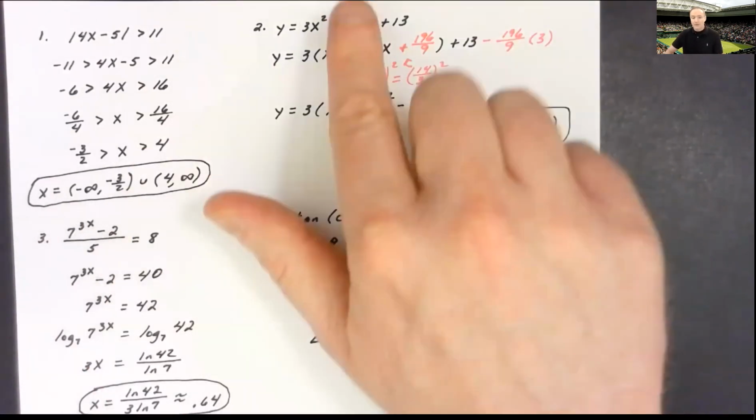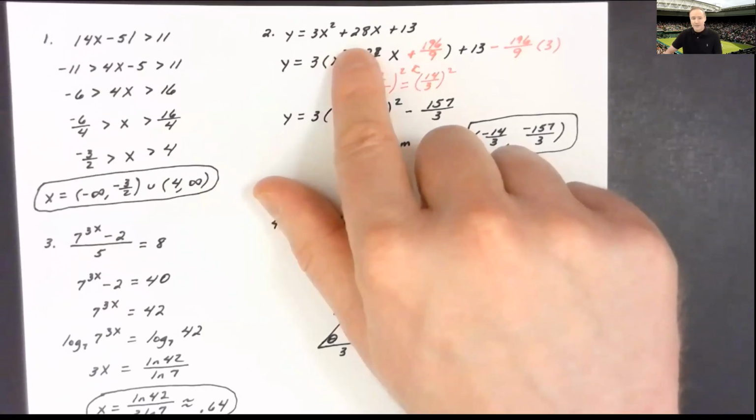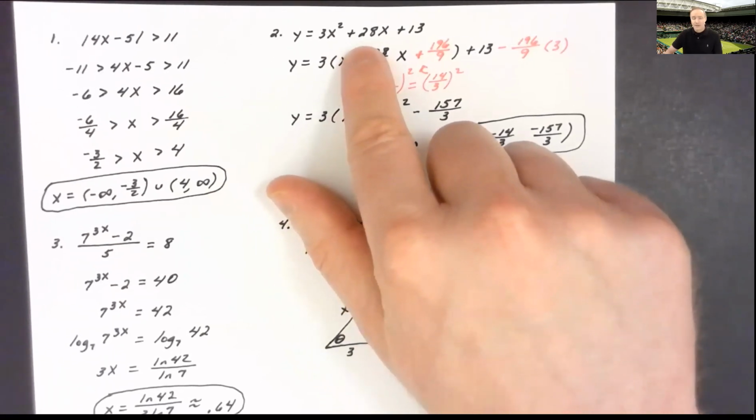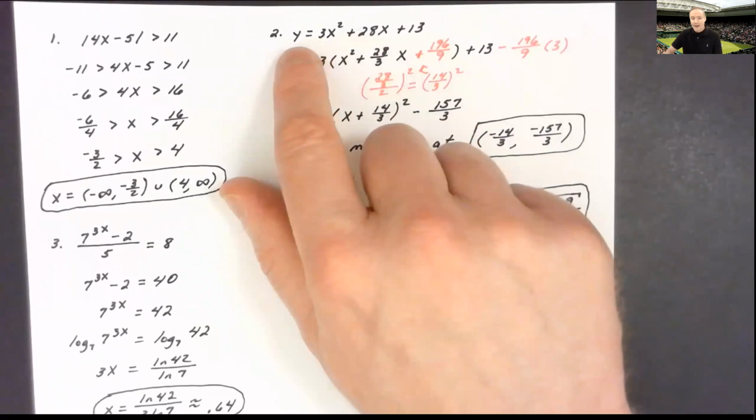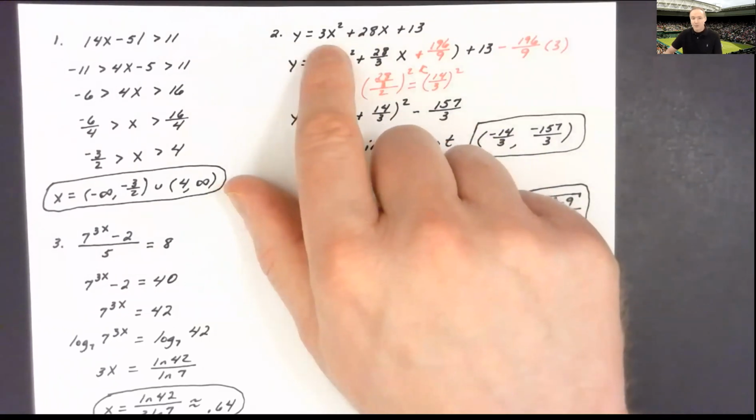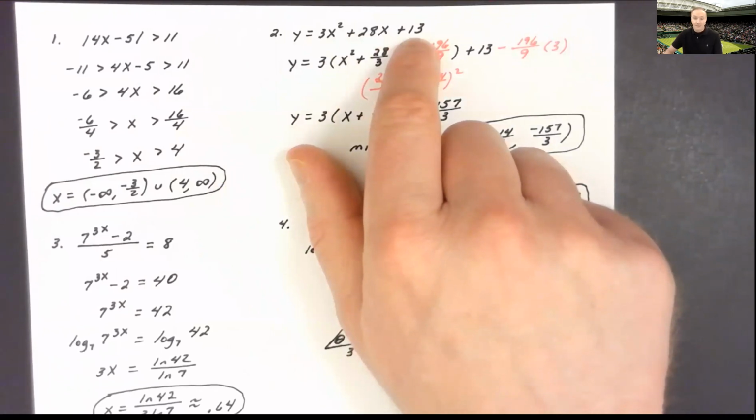Okay, up next, probably one of my favorite problems on this test, just because of its importance in Calculus 2, I want you to be able to complete the square. So I gave you y is equal to 3x squared plus 28x plus 13, and I said rewrite this by completing the square and then state what the maximum or minimum would be.